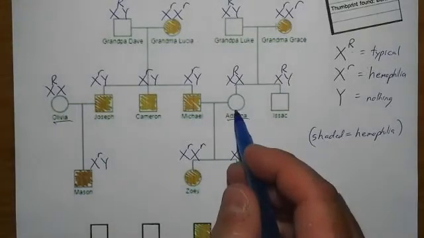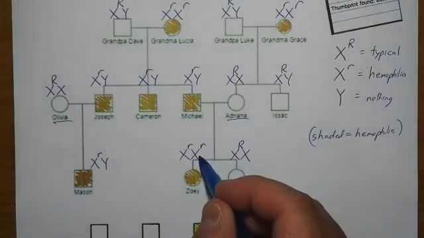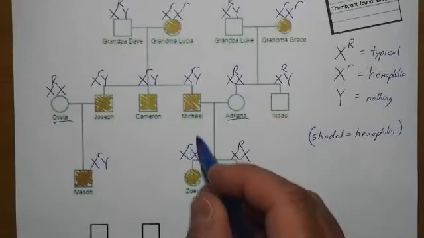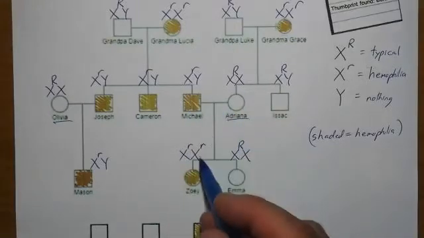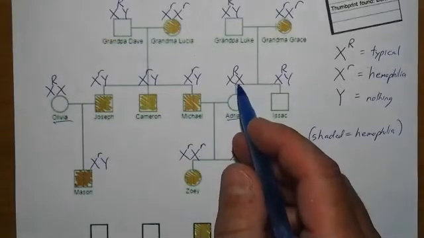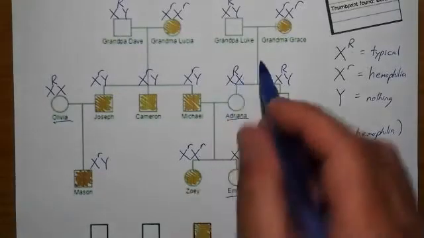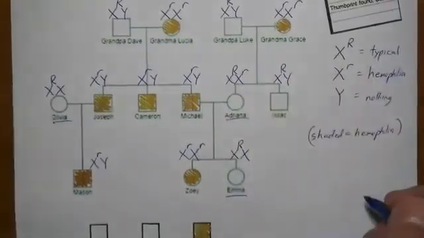Zoe is the daughter of Adrianna. Zoe got a little r. Well, she could have got the X with the little r from her dad, Michael, but she must have got this other one from her mom. Well, her mom has a capital, so that tells you the other one must be lowercase. So that takes care of that.